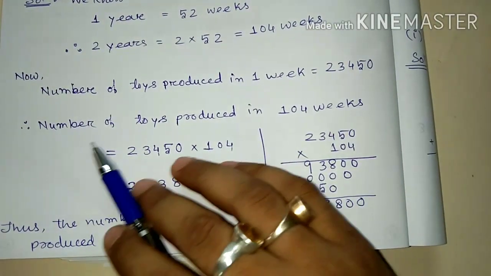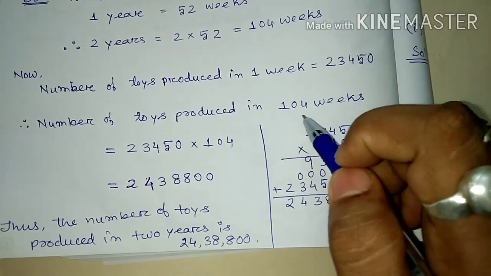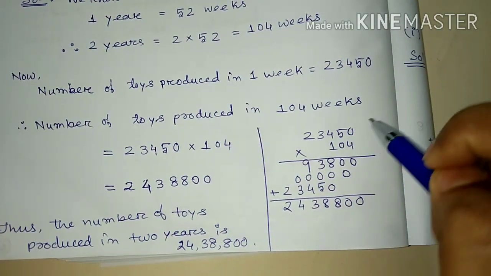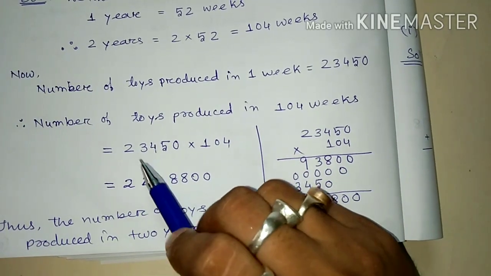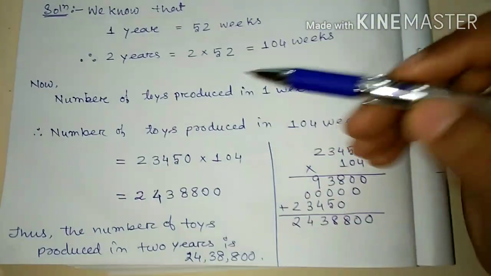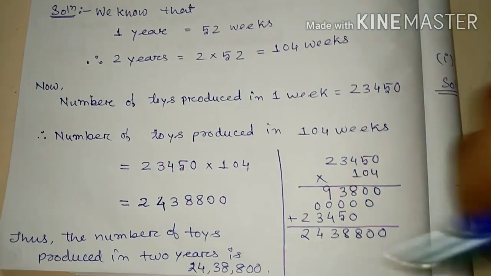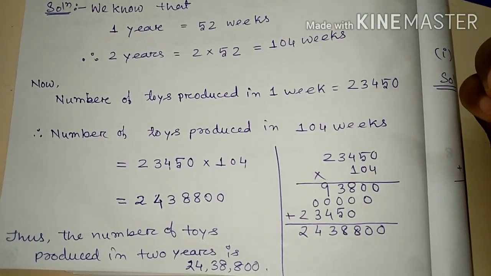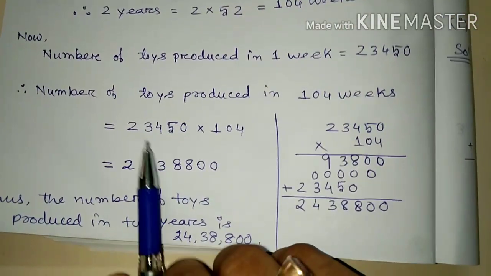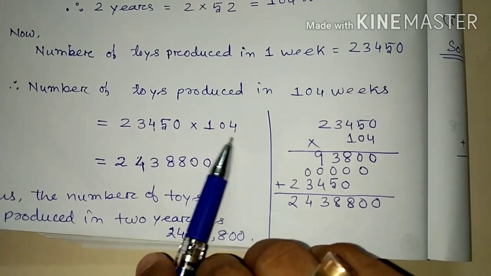Now the number of toys produced in 1 week is 23,450. Therefore, the number of toys produced in 104 weeks, you have to multiply this. Because if the cost of 1 pen is 10, the cost of 10 pens, how can you find it, we multiply 10 into 10, like that. So you have to multiply this with 104.